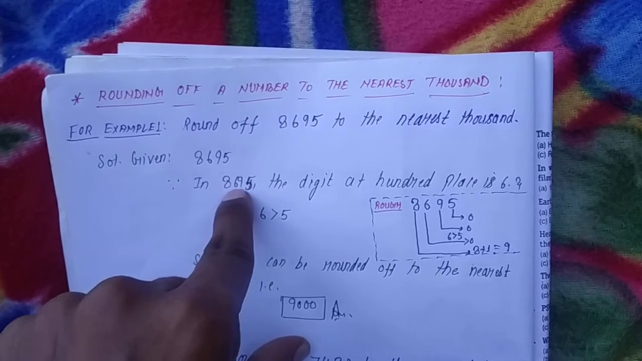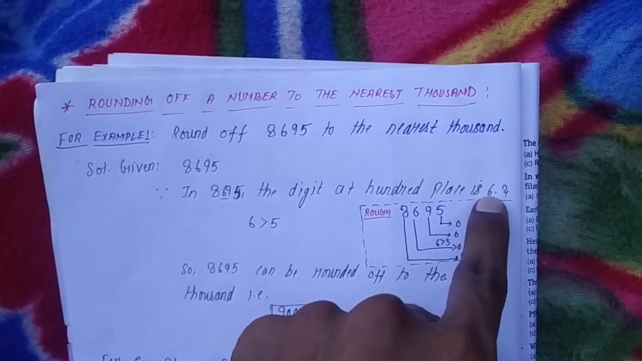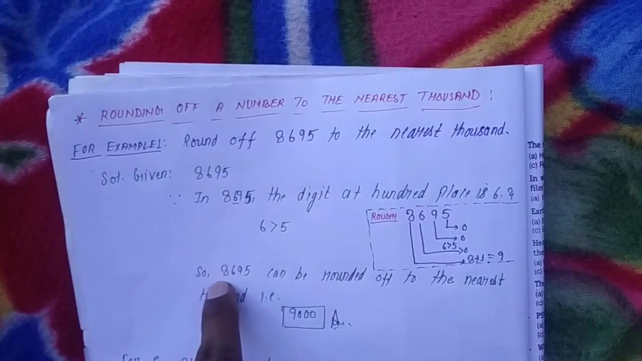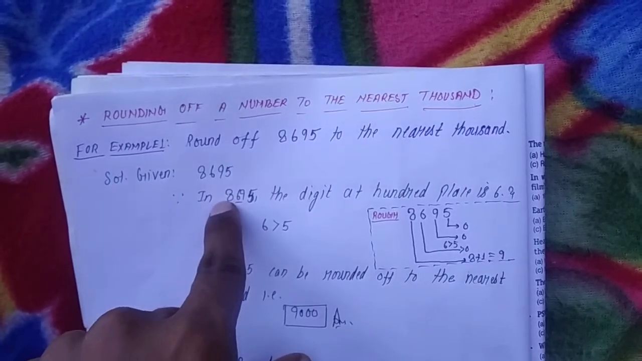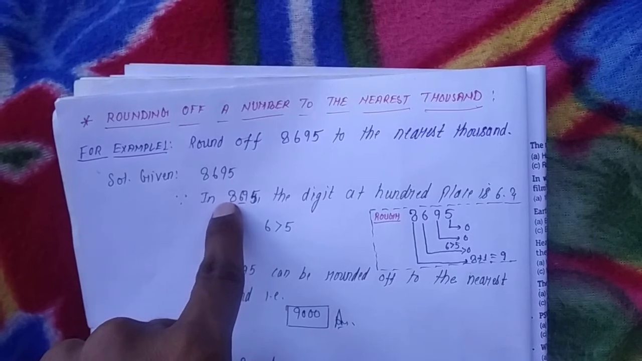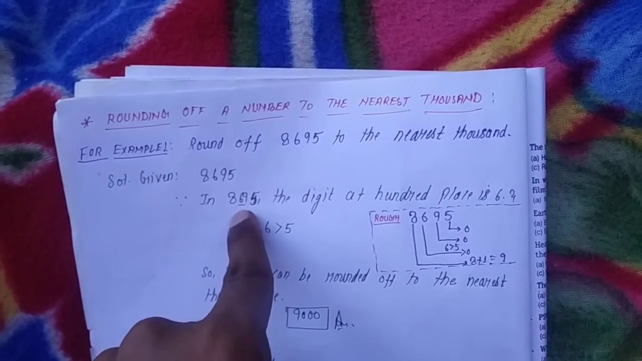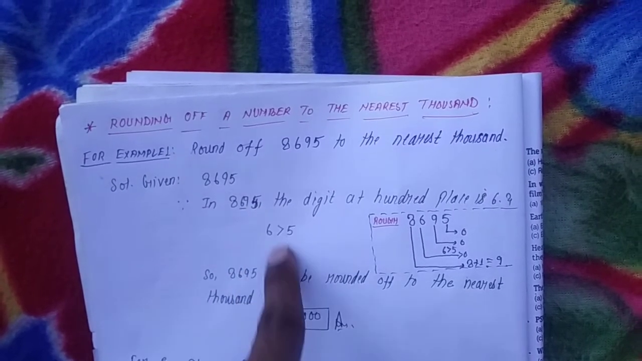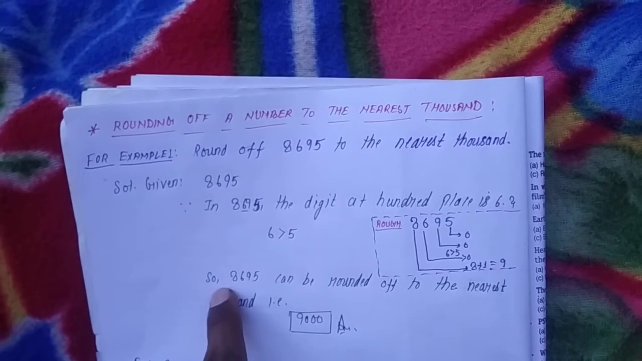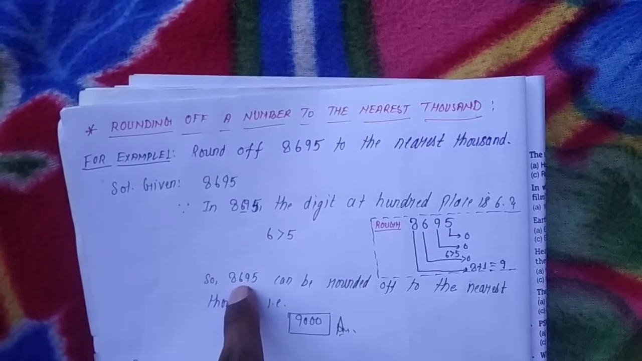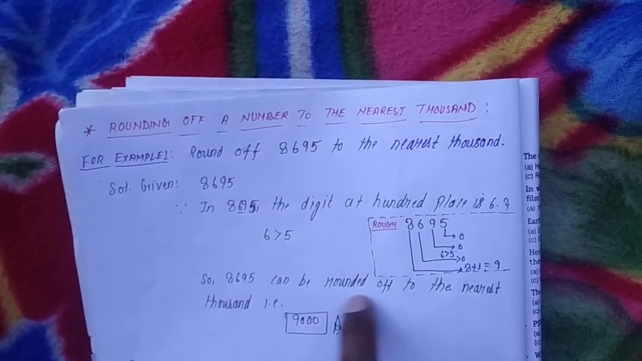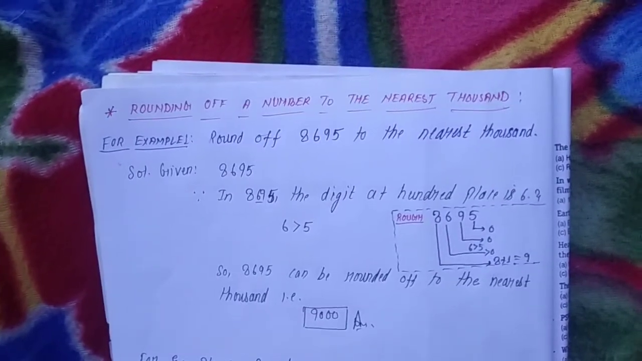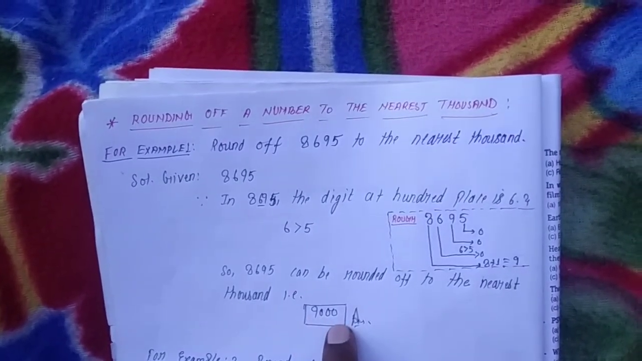In 8695 the digit at 100 place is 6, and 6 is greater than 5. So when 6 is greater than 5, that means 8 plus 1 will be there, and our answer will be rounded off, and the rest of the digits to the right of 8 will be converted to 0. Now see, 8695 can be rounded off to the nearest 1000. See here, the answer is 9000.